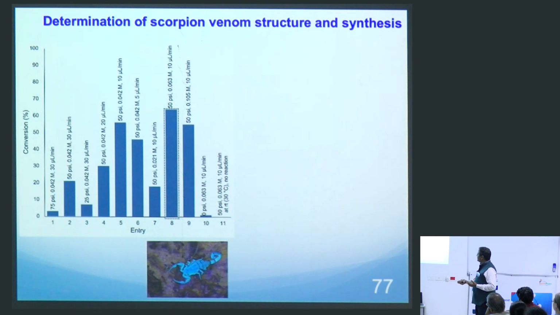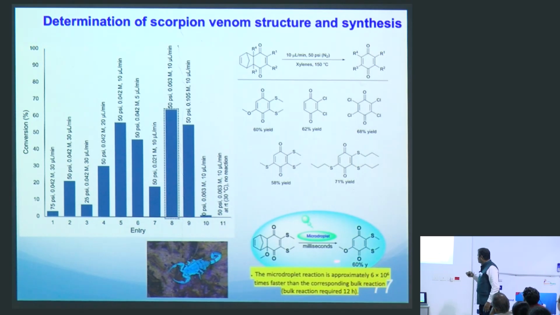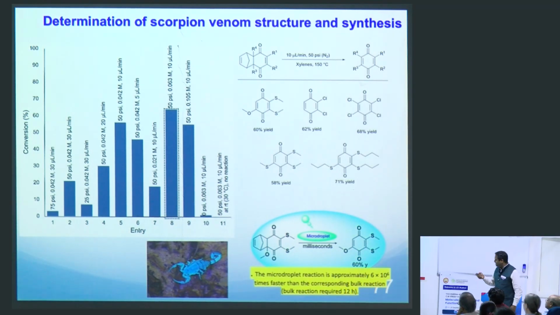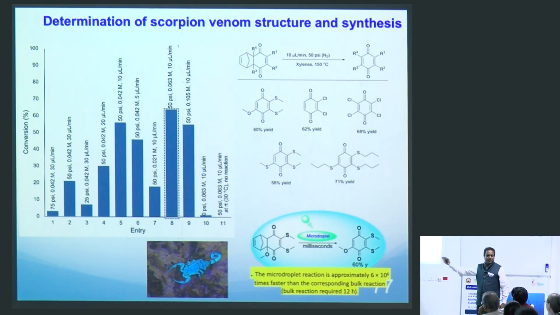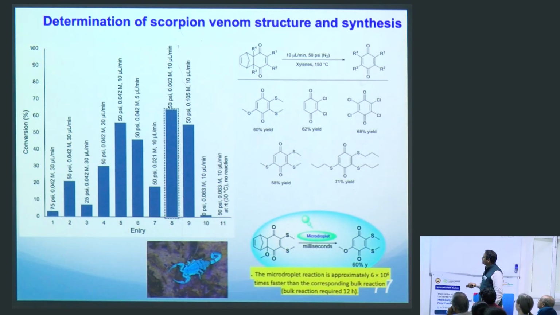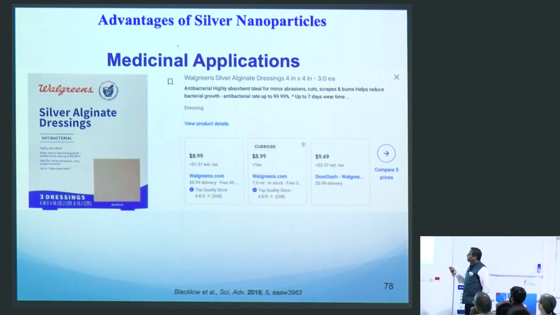So we obtain the product in a few milliseconds, and compared to the bulk reaction, this method is 10 to the power 6 times faster than the routine bulk reaction. Even though we have done that, we have done further work on the microdroplet method. The earlier bulk reaction was also done by our group. So this is one of the challenges.